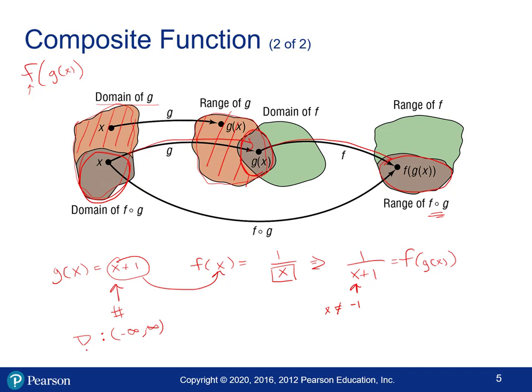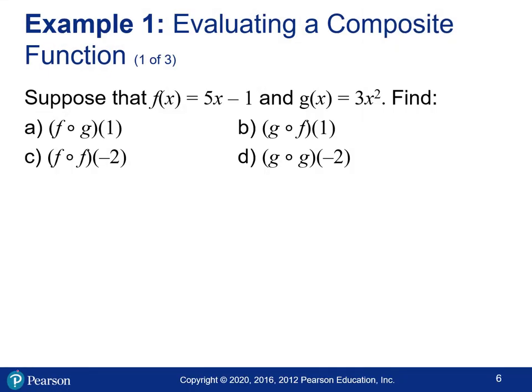So even though all real numbers worked in the original function, I have to cross some of those numbers off. In this example, it would be the number -1. I'll just put that here. -1 would be the problem because I can't plug that into the final result. Okay, so we'll go again through some examples.